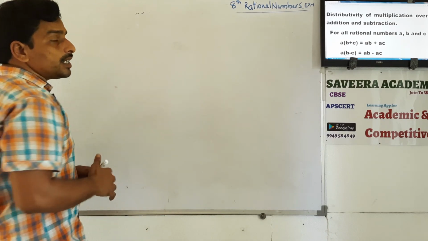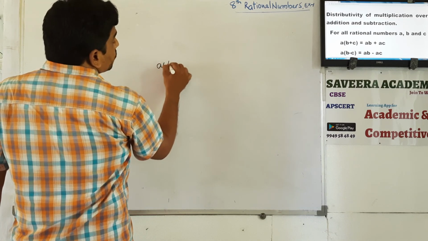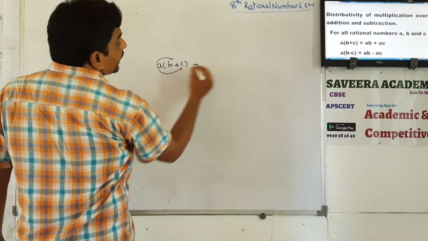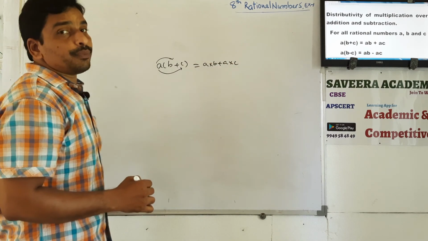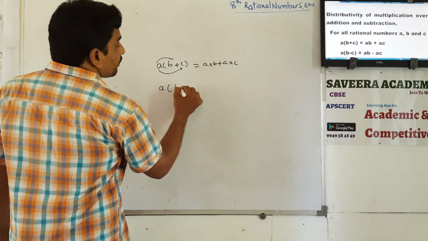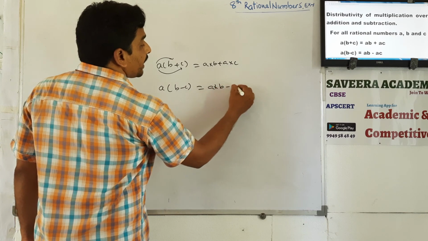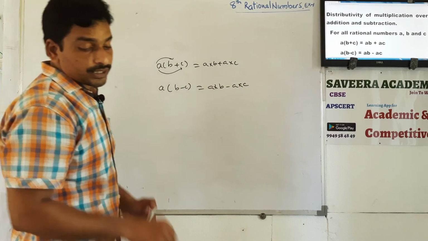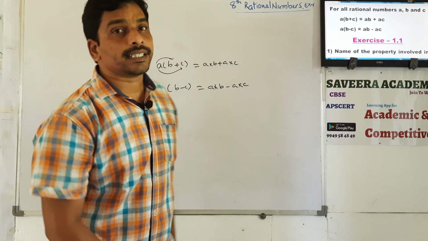Okay, they are given. Suppose if A, B, C are three numbers, then A into B plus C is equal to A into B plus A into C. This is distributive property over addition. And A into B minus C is equal to A into B minus A into C. This is distributive over subtraction. Okay. Now we are handling exercise 1.1.